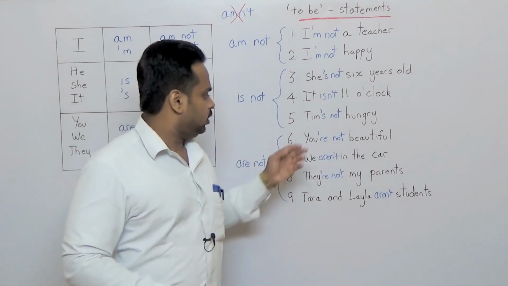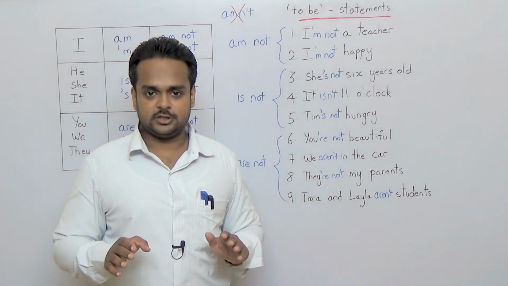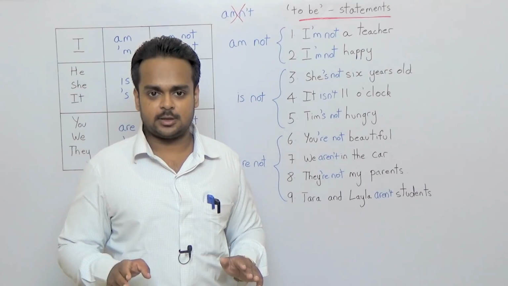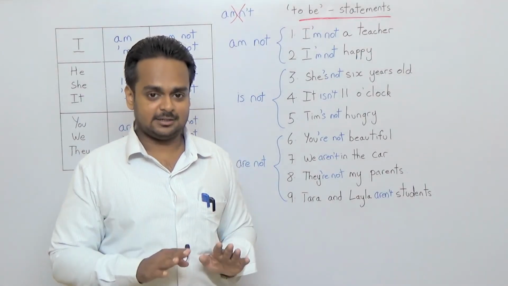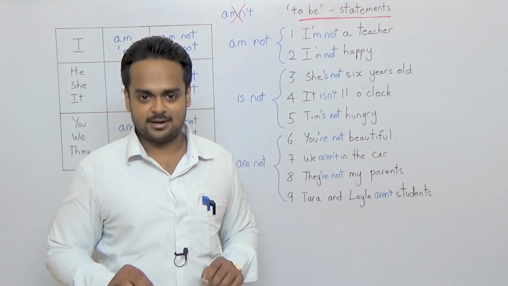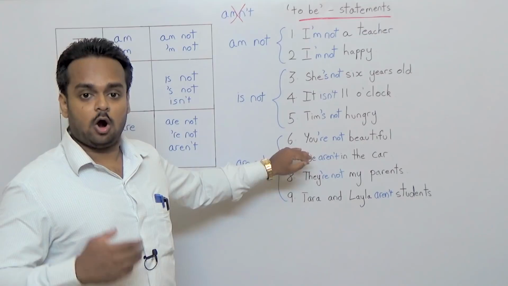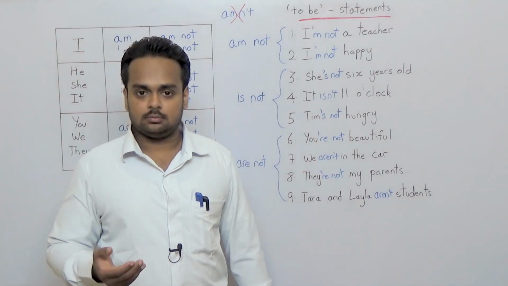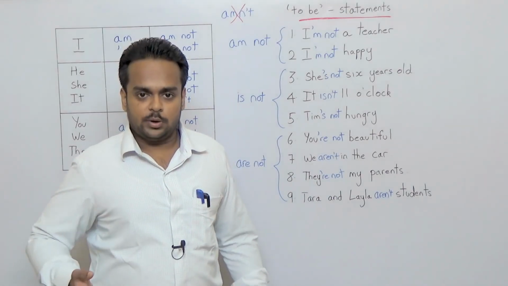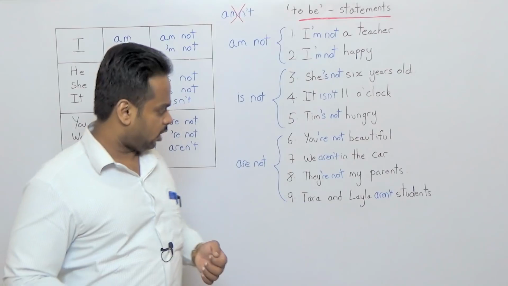So this example is a little rude. That means it's not a good thing to say. If you say to someone, "You're not beautiful," it's not a nice thing to say. Grammatically, it's okay, but please don't say it to anyone. But the example is, "You're not beautiful," or "You aren't beautiful." Number 7, we aren't in the car. We aren't in the car, we're in the house. You can also say, "We're not in the car."